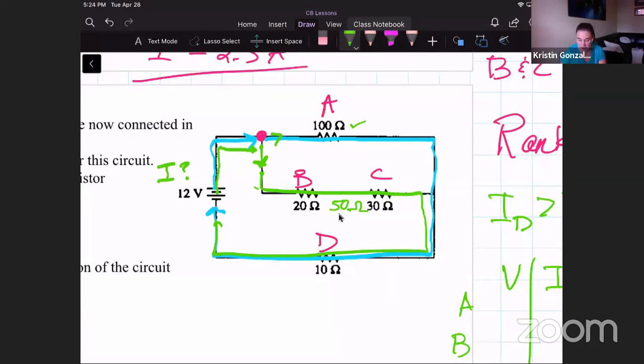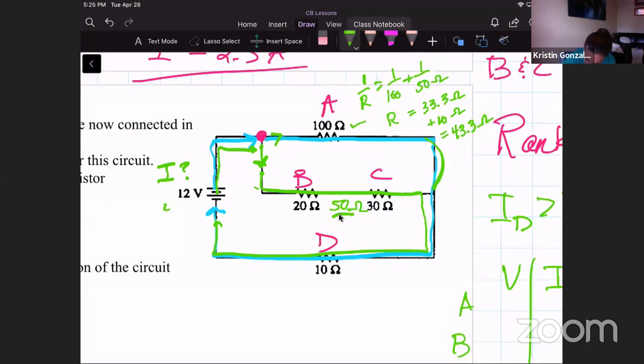So if I find the total resistance, I know that these are in parallel. The 100 ohm is in parallel with the 20 and the 30. So if we combine that 20 and 30 and get our 50, that's in parallel with our 100. To find that resistance, we'd have 1 over 100 plus 1 over 50, and if we do that, we get 33.3 ohms. But then these are in series with D, so we have to add on D's resistance of 10 and get an equivalent resistance of 43.3. So I'm going to write that by the battery, 43.3 ohms.